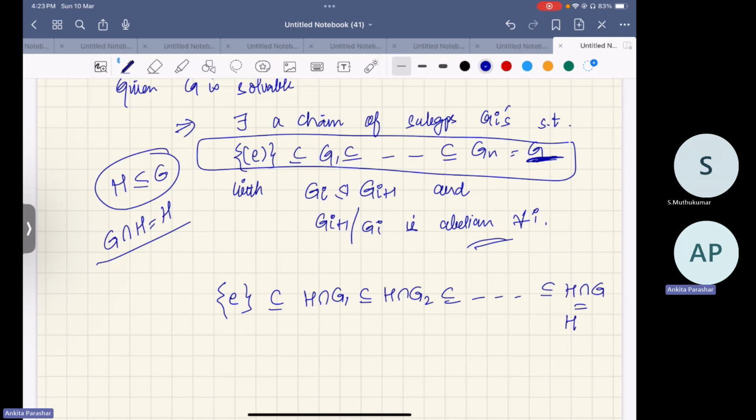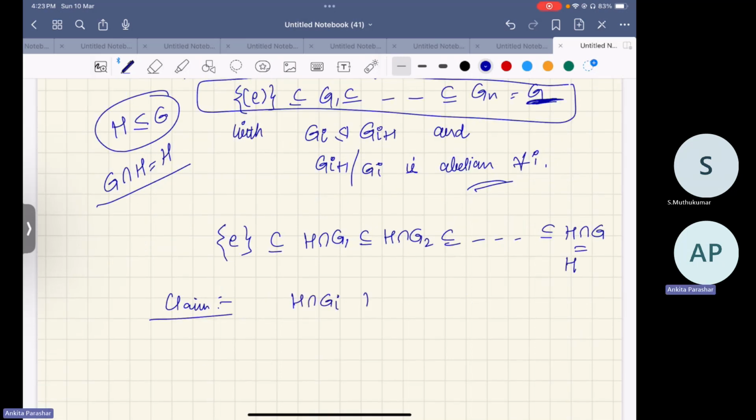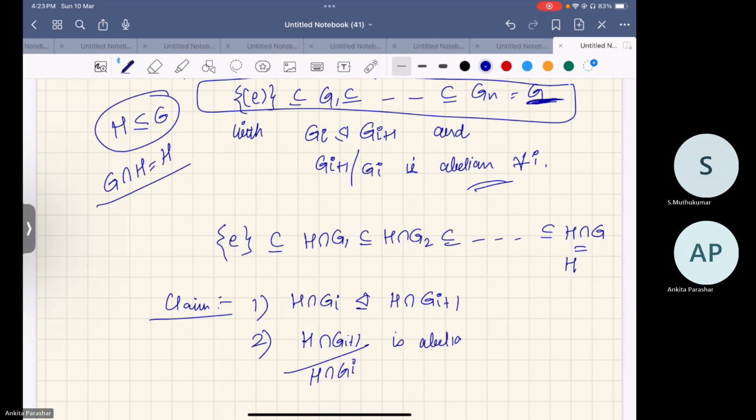Now this is a chain, we know, of course, but you have to prove some properties: that all the intersection parts are normal subgroups in one another and the quotients are abelian. So can you say something about that? So the claim is: H intersection G_i is normal in H intersection G_{i+1}. This is, I think, straightforward. And H intersection G_{i+1} by H intersection G_i is abelian. I think the first part is direct. Can you think of that?